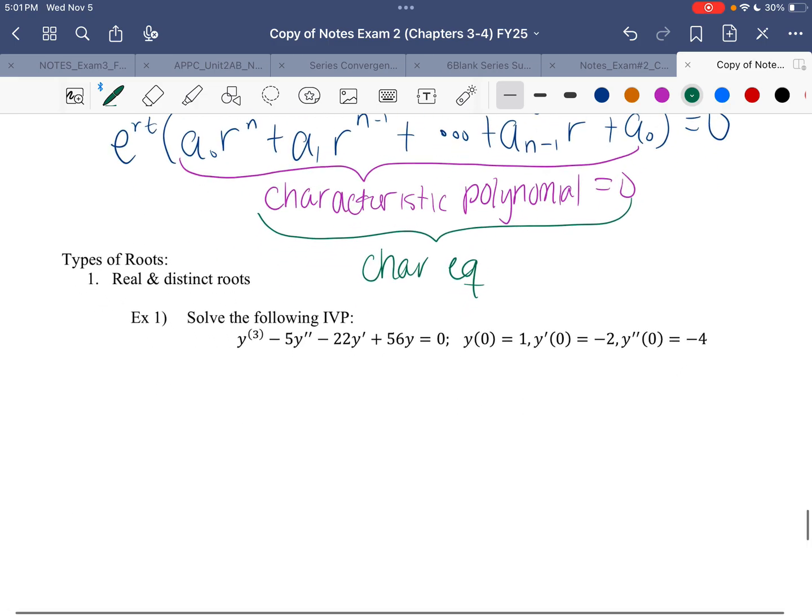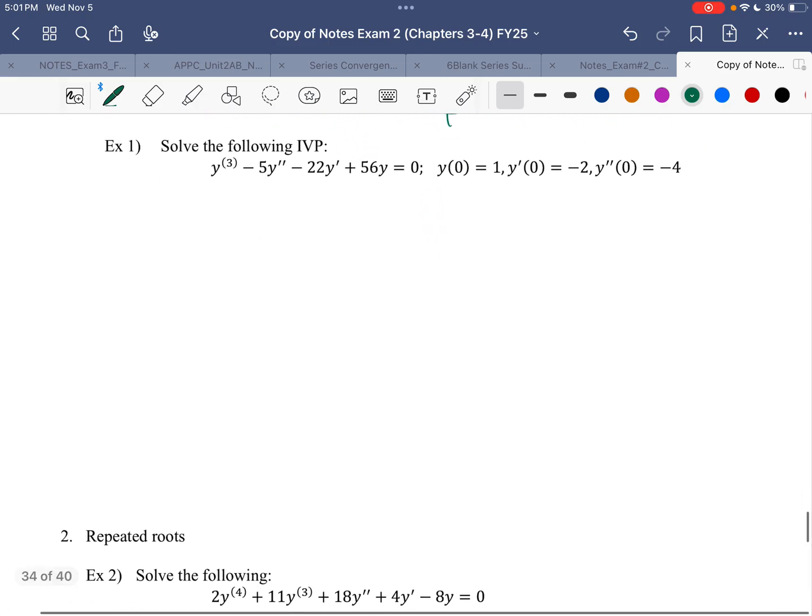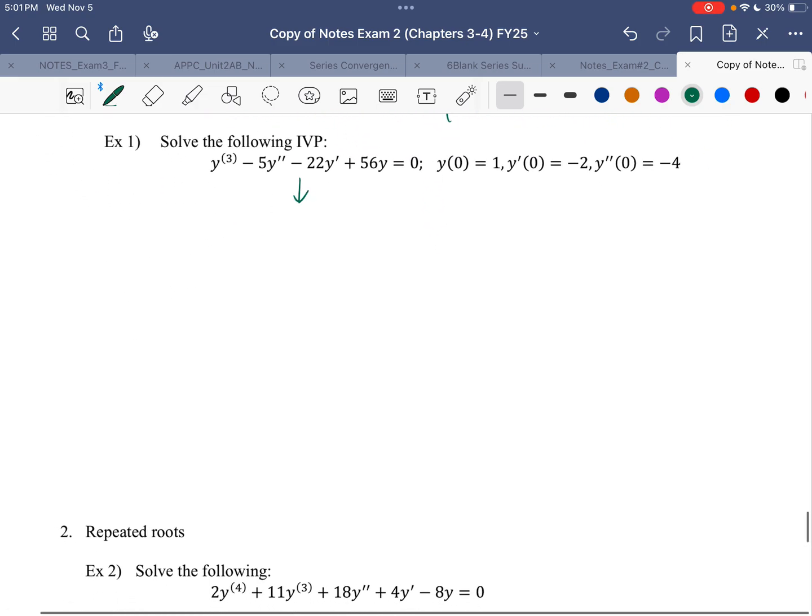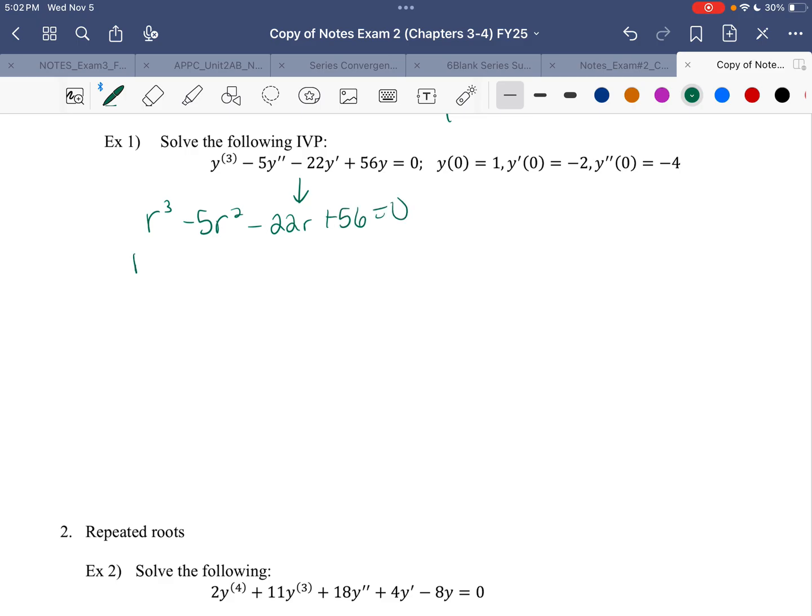Okay, so with repeated roots, get your characteristic equation. Solve, use your calculator, or synthetic division, I guess. If it's cubic, you would expect to have 3 solutions. They are all distinctly different, so you're just going to use e.